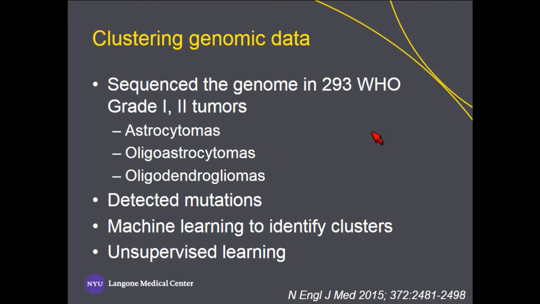So in this paper, they sequenced the entire genome of 300 low-grade tumors, and they tried to detect mutations. I bring this up because this is an example of unsupervised learning. So they didn't impose the classes on them. They didn't say, tell me which one's grade 1 and grade 2, or which one has an IDH mutation. They said, well, just learn, put these patients into clusters.